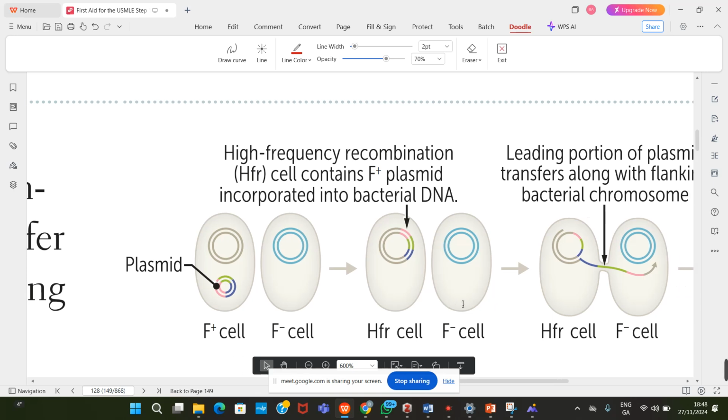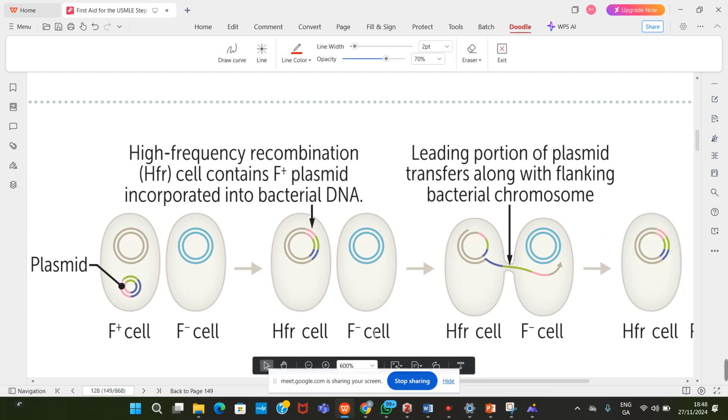Now, it will move close to the F negative cell, as if to say, okay, you are the one that wants to receive my bacterial chromosome. So what will happen is that because it contains a plasmid, it can form sex pili. True or false? True.